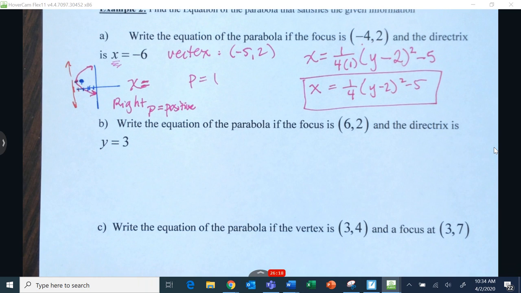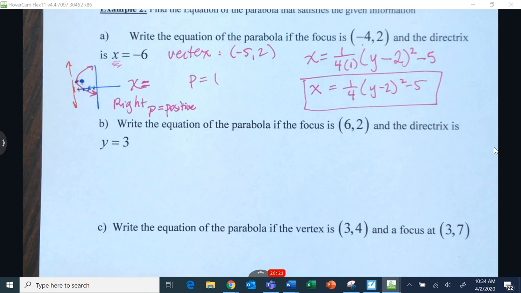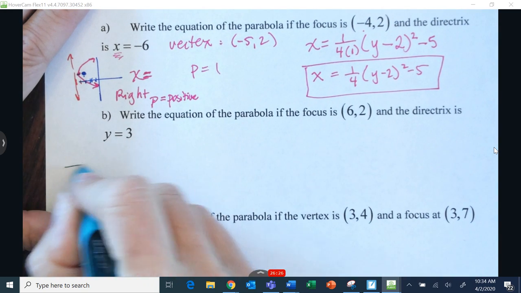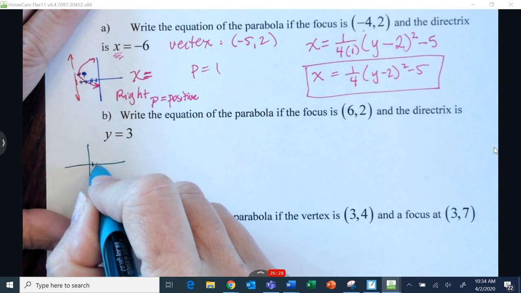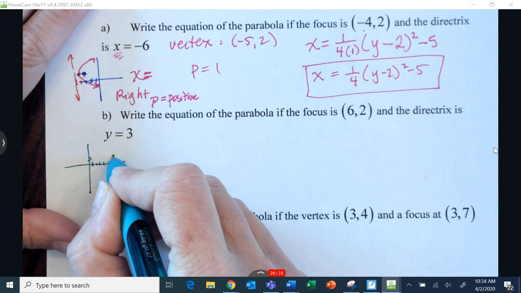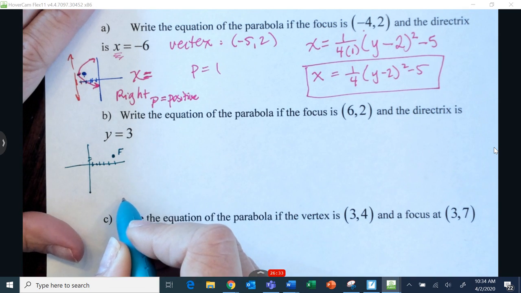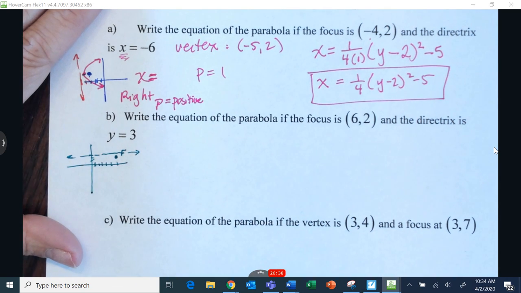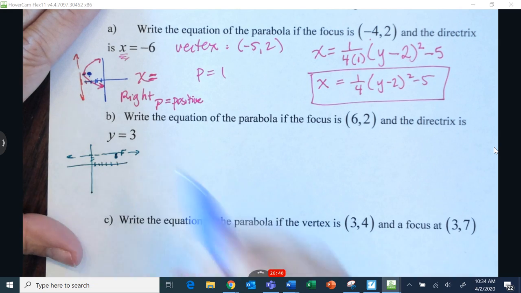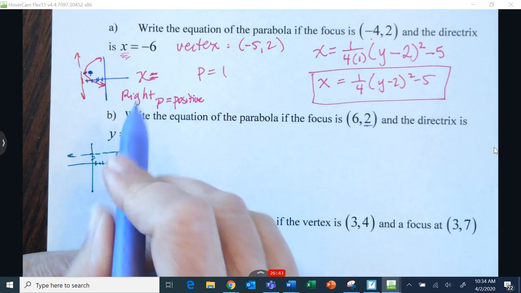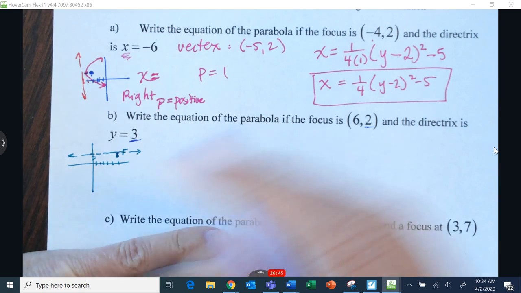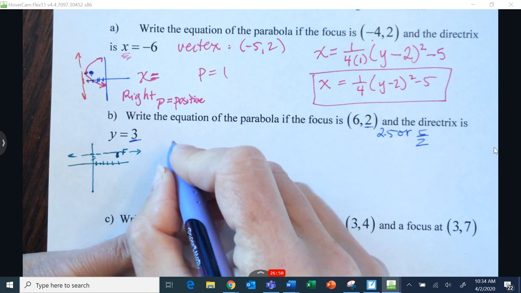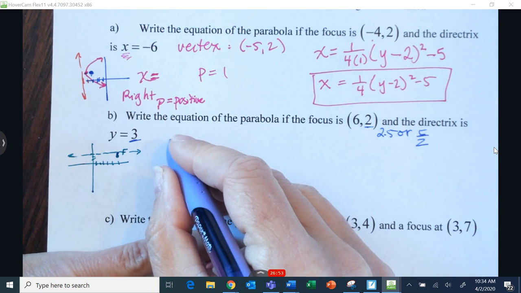Question B: write the equation of the parabola if the focus is at 6, 2 and the directrix is y equals 3. This is a lot like the last question. We've got 6, 2 as our focus, and our directrix is at y equals 3. So our vertex has to be exactly in between those two. In between 2 and 3 is 2.5, or 5/2.